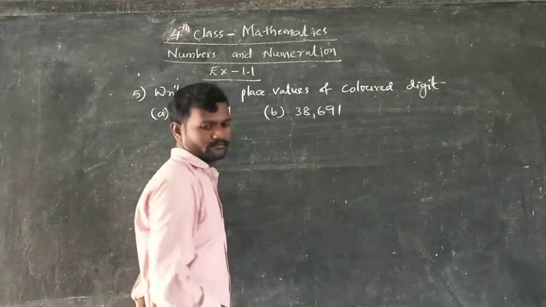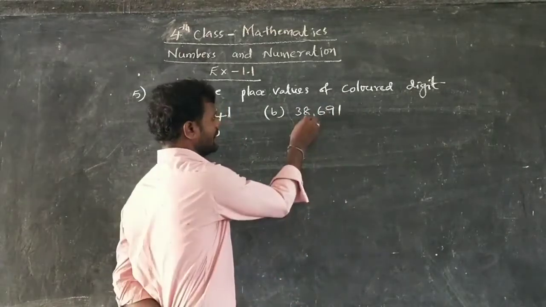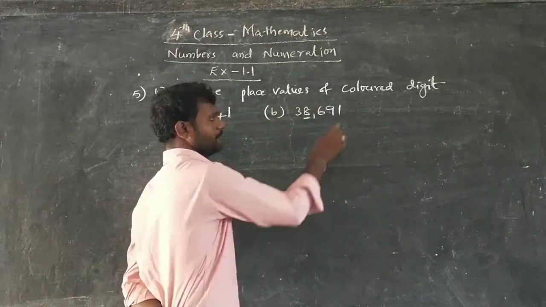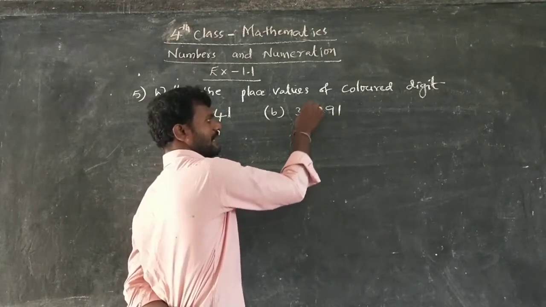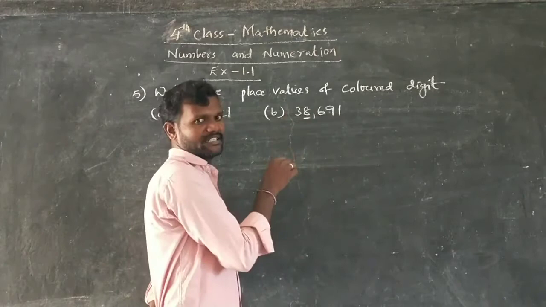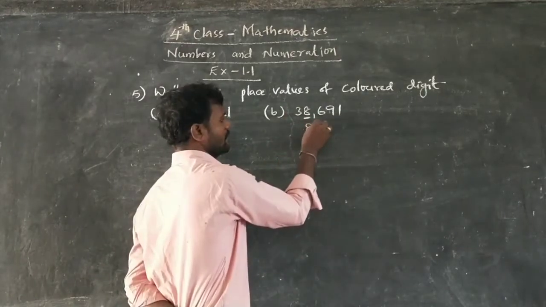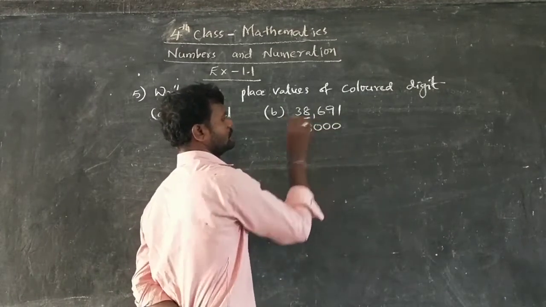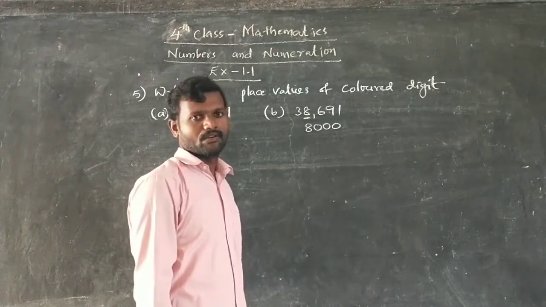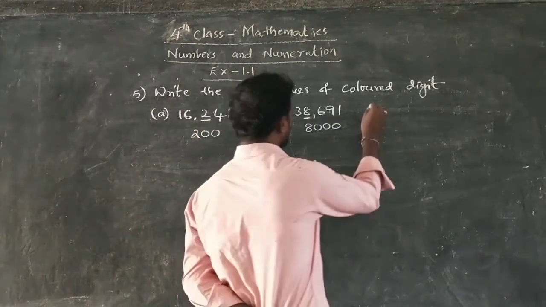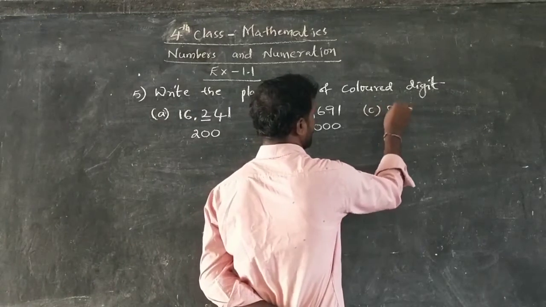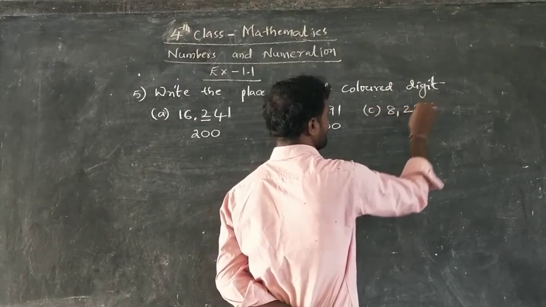What is B? 38,691. Okay. 8 is underlined, which means 8 is colored. Ones, tens, hundreds, thousands. 8 is in which place? Thousands place. So what should we write? 8,000. Okay. Next one. What is the next one? See, 8,237.